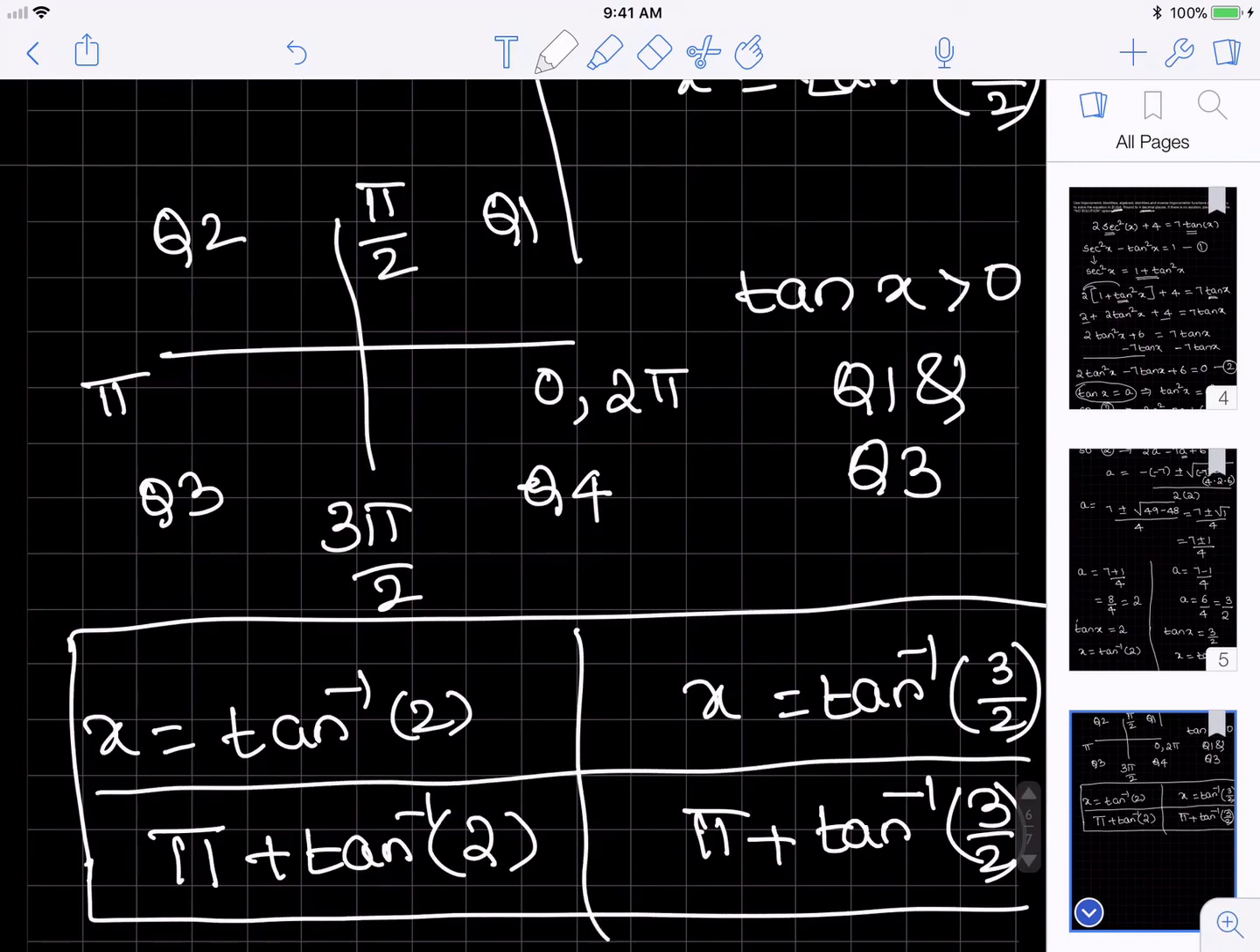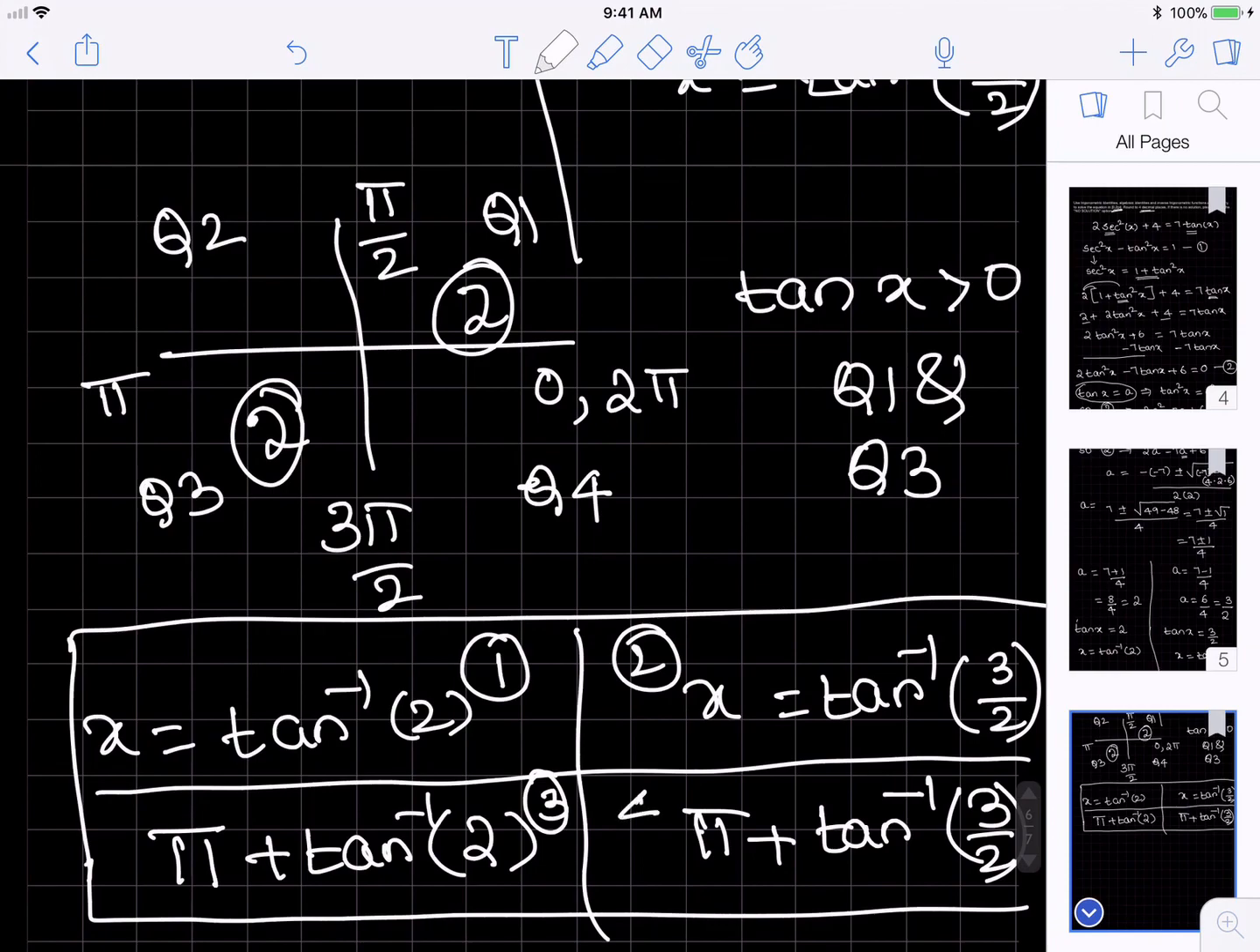Since it is in 0 to 2 pi, we have four solutions. Why? Because here tan is positive and here also tan is positive. So you'll get two solutions here and two solutions here. So total number is 4. Solution 1, 2, 3, and 4. That's it.